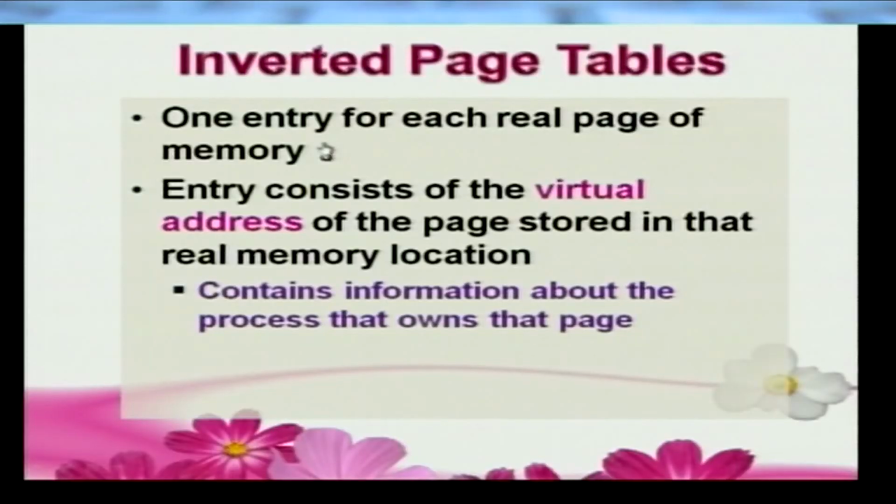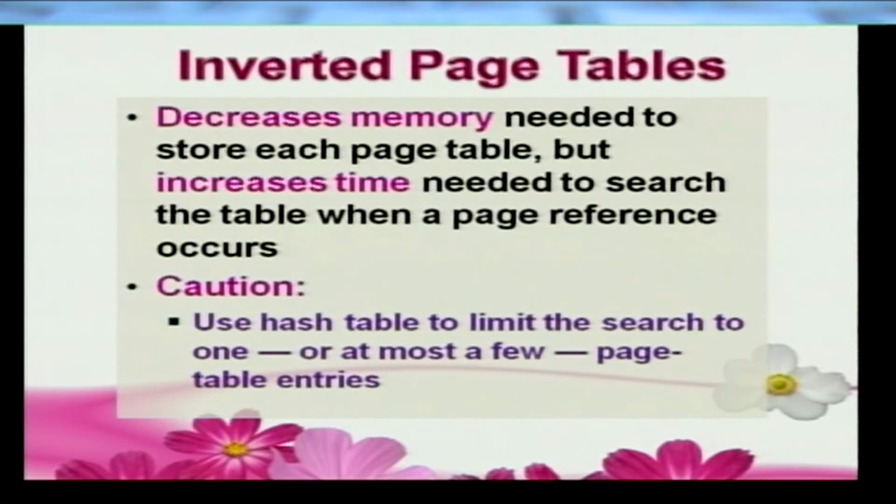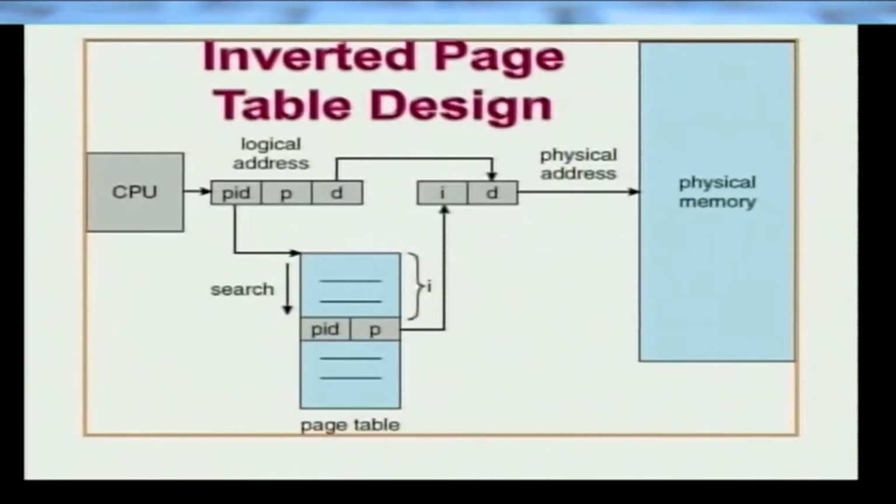This gives you yet another saving in your memory cycle. Therefore, though implementing the inverted page table is complex, it increases the performance of your operating system. In an inverted page table, there is always one entry for each real page inside the memory. Every entry contains information about the process that owns the page. Therefore, the memory needed to store each page table decreases. However, an increase in time is needed to search the table. The caution is, whenever needed, use a hash table, otherwise go to the inverted table. This is how the inverted page table works.